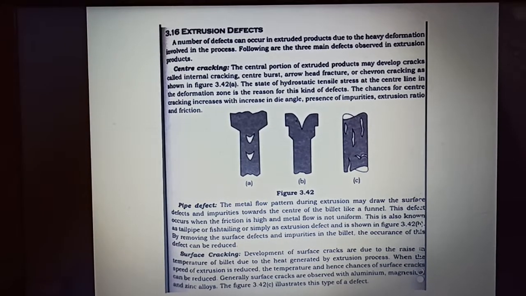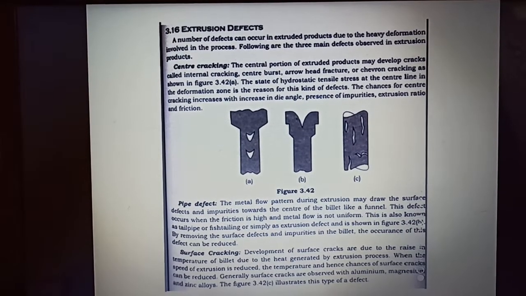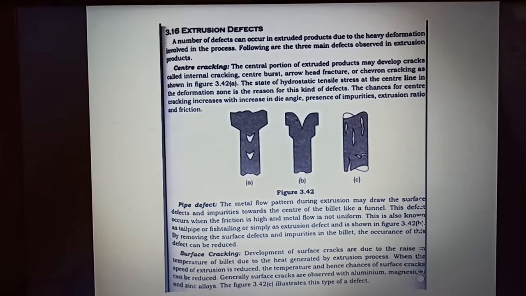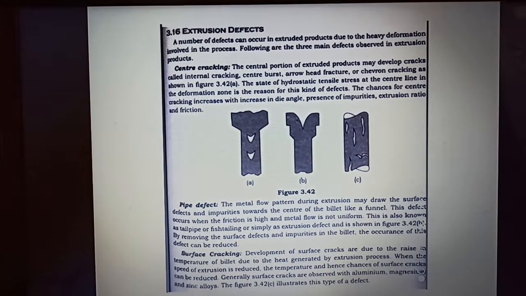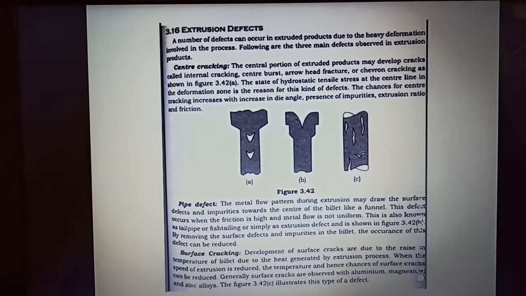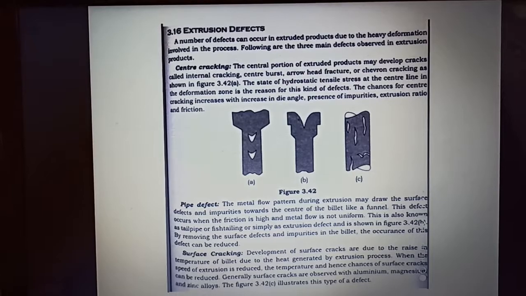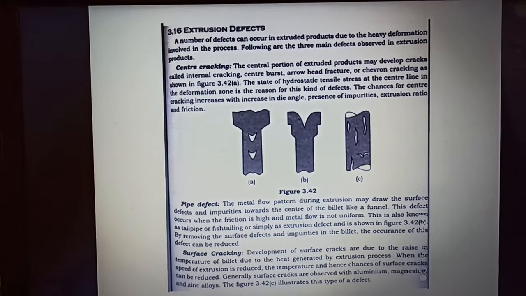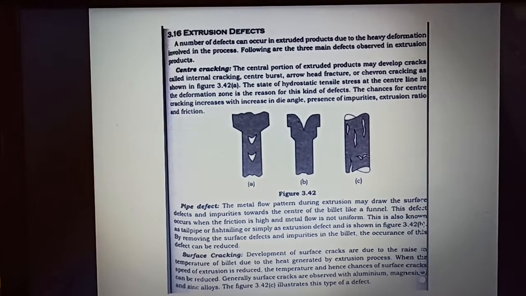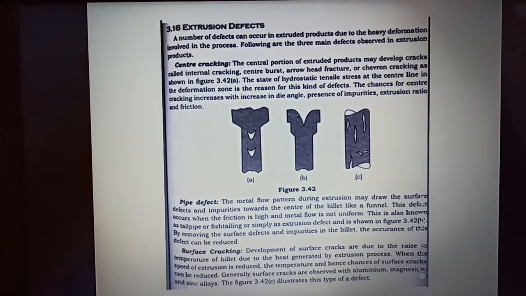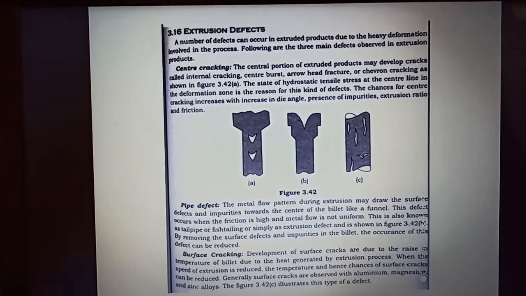We can avoid this type of defect by reducing the friction and by making the metal flow at a uniform rate. This type of defect is also called tail pipe, fishtailing, or simply extrusion defect. By removing the surface defects and impurities in the billet, the occurrence of this defect can be reduced.